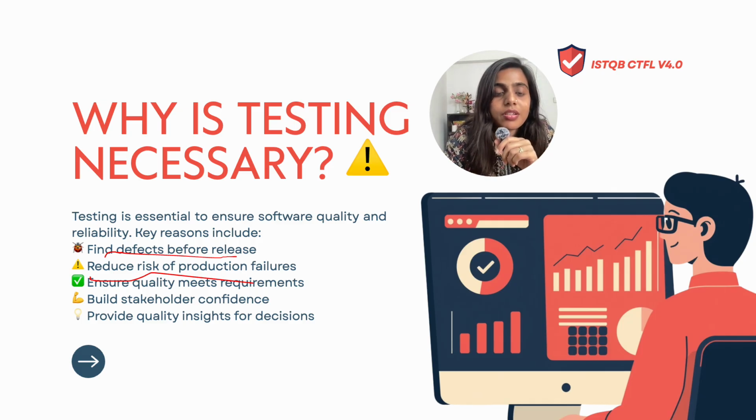The fourth point is build stakeholder confidence. How exactly will you build stakeholder confidence? By providing the testing results at various stages to allow them to make informed decisions, and to also allow business representatives to convey information about any showstopper defects that might cause delay in the release of the product. Then, provide quality insights for decisions. Same thing that we have studied. Since we studied the test objectives, that is nothing but the reason why testing is necessary.